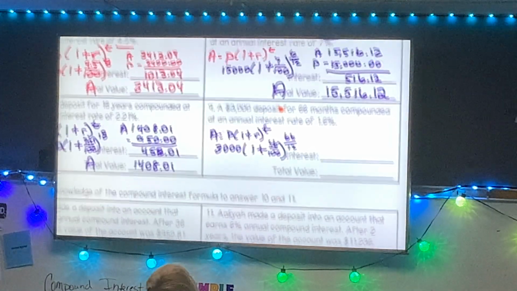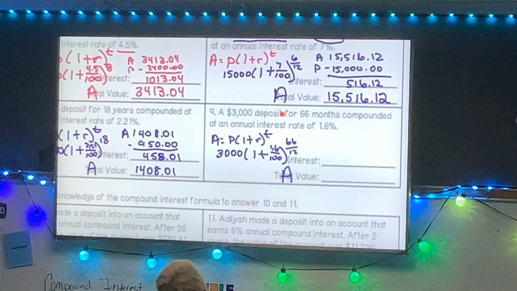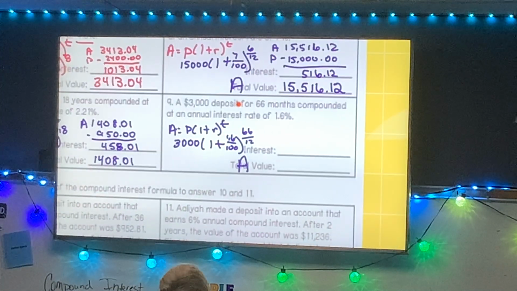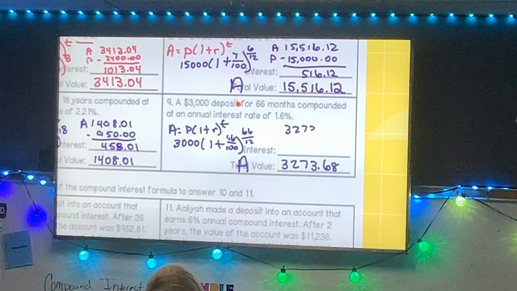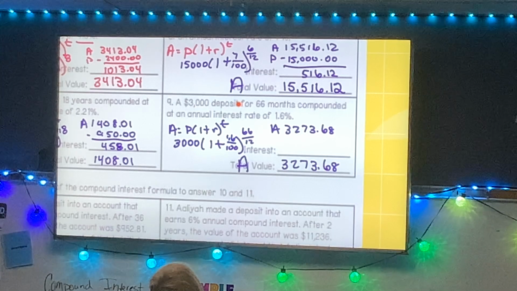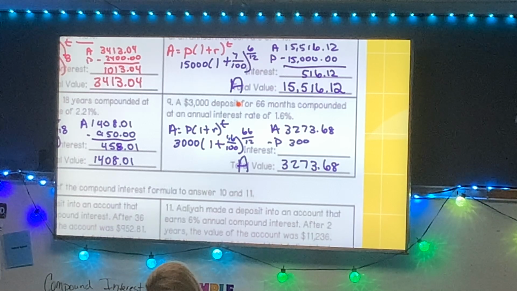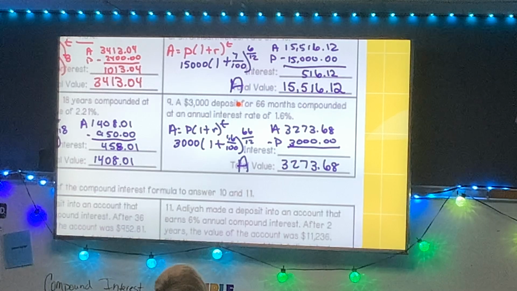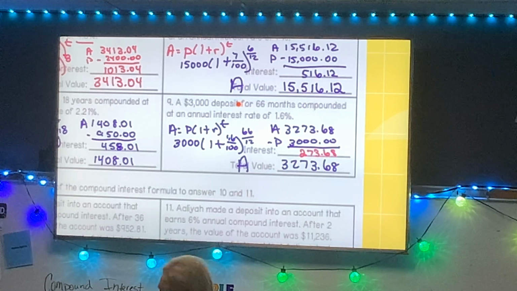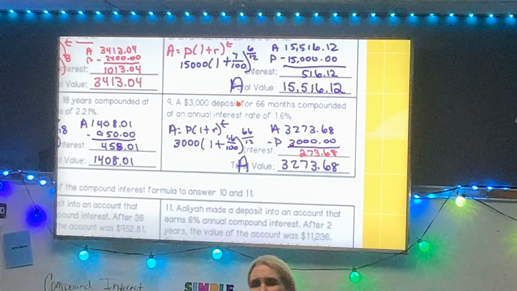So, what was your amount in your account? 3,273 and 68 cents. So that's my amount in my account. I subtract my principal, which was 3,000. And what was my interest? $273.68. Perfect.